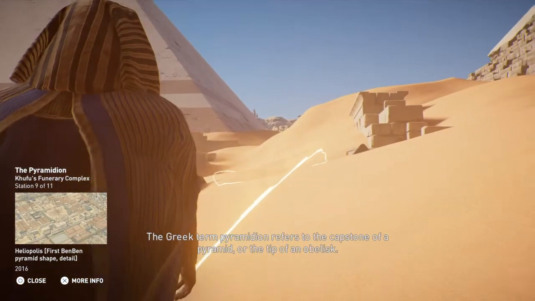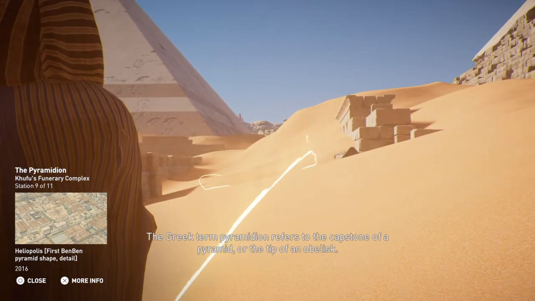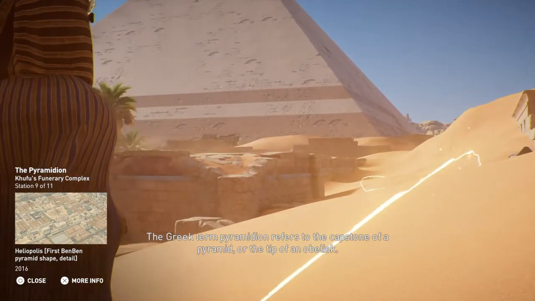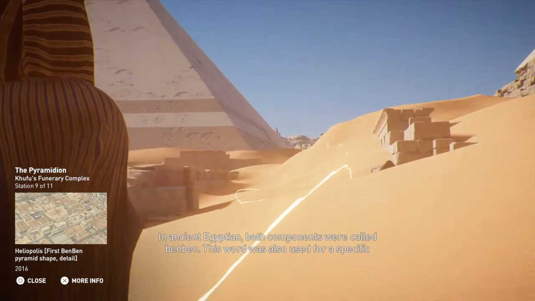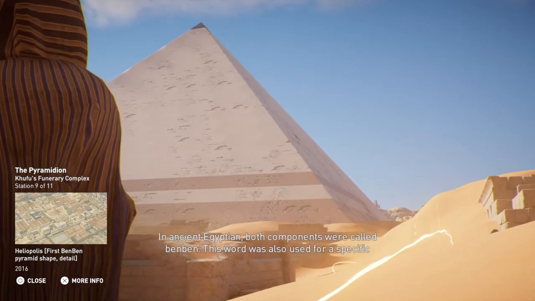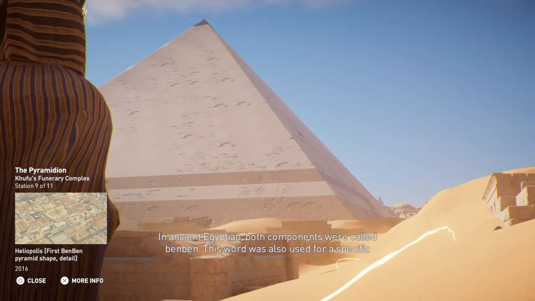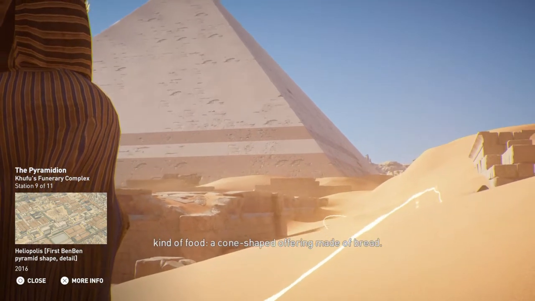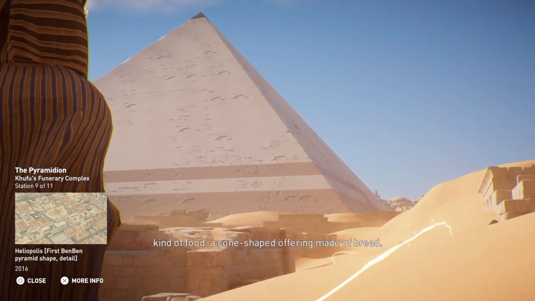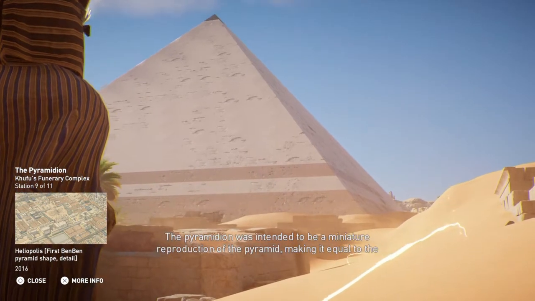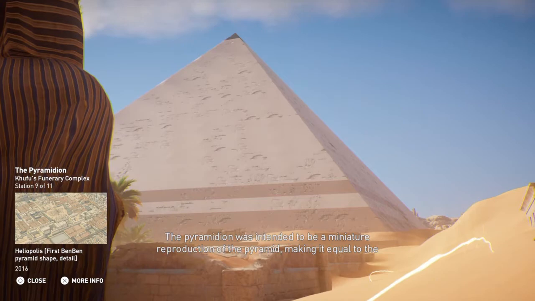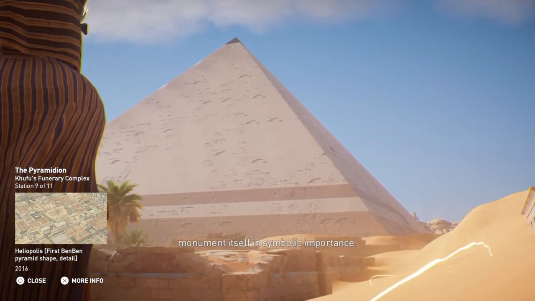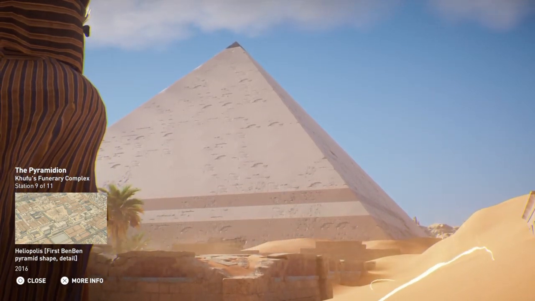The Greek term pyramidion refers to the capstone of a pyramid or the tip of an obelisk. In ancient Egyptian, both components were called benben. This word was also used for a specific kind of food, a cone-shaped offering made of bread. The pyramidion was intended to be a miniature reproduction of the pyramid, making it equal to the monument itself in symbolic importance.